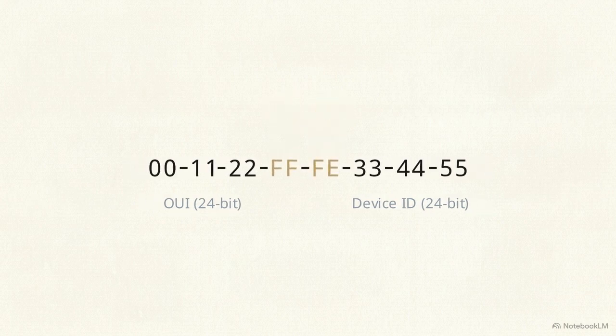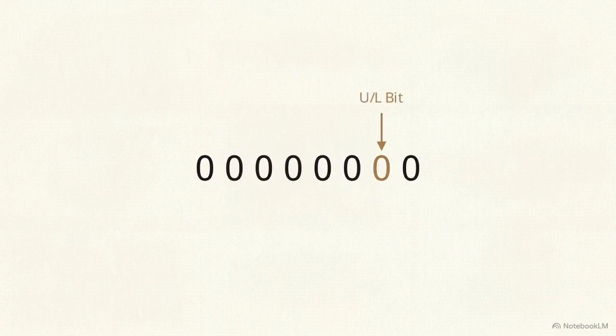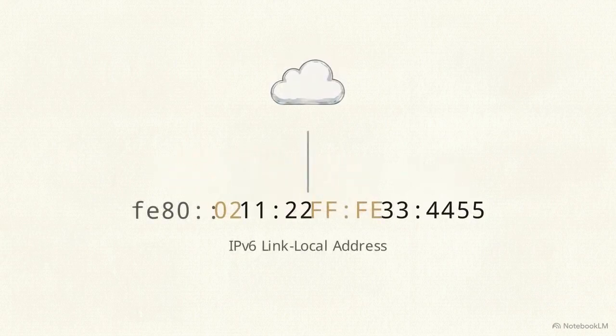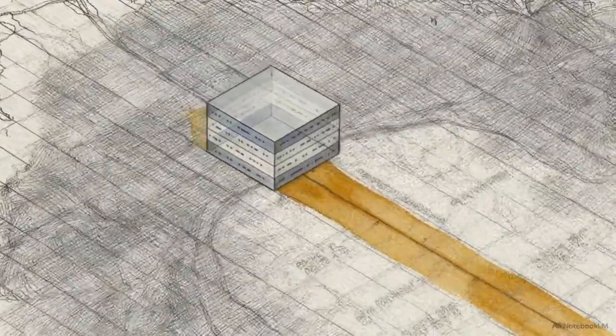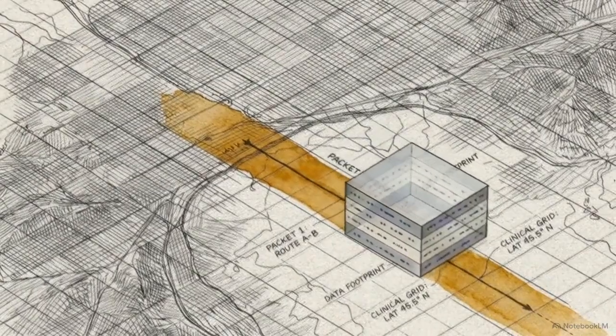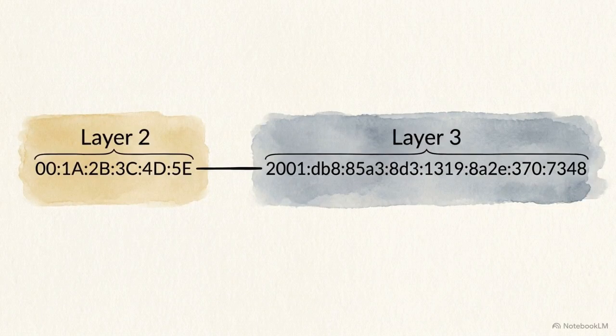A 16-bit constant, represented as hex FFFE, is inserted into the center, bridging the two halves and expanding the total length to 64 bits. A final logic modification is required. The U/L bit, the 7th bit from the left, is inverted. Changing this 0 to a 1 shifts the identifier to a local IPv6 context. The modified EUI-64 identifier completes the SLAAC process. While efficient, this broadcasts the hardware's persistent serial number across the global internet, embedding a trackable footprint into the device's public IP address. Through this algorithm, the local Layer 2 identifier is mathematically co-opted to enable Layer 3 routing.